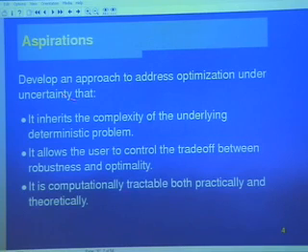So what we would like to do is to develop an approach that inherits the complexity of the underlying deterministic problem. So if the deterministic problem is efficiently solvable, then the new approach maintains, from a theoretical perspective, tractability, but also from a practical perspective as well. In addition, it allows the user to control the trade-off between robustness and optimality. Finally, something that is important is not only theoretical tractability, but also practical tractability as well. And I would like to illustrate. So, just as an overarching motivation, I'll tell you an application that I have been involved in financial planning.